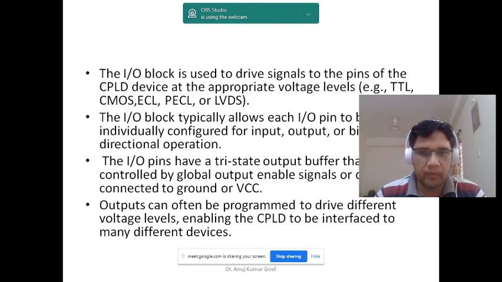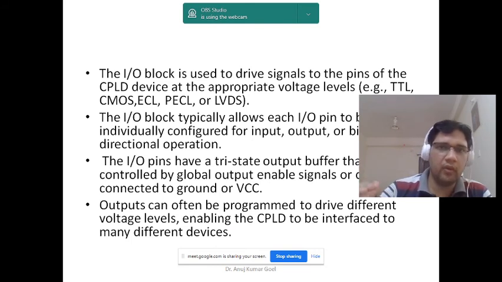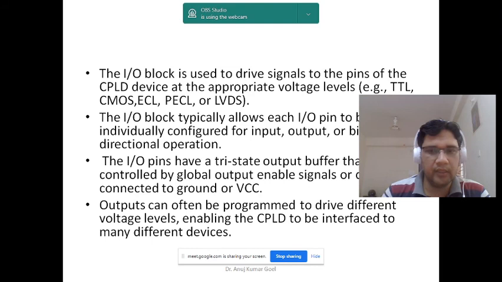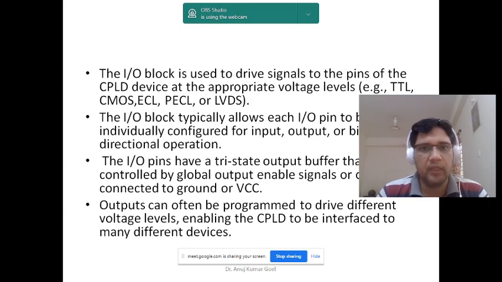Outputs can often be programmed to drive different voltage levels, enabling the CPLD to be interfaced to many different devices. That I told you, it is the duty of the input output blocks to make the voltage level shifting, because every device has different voltage levels. If the output is high, then for the second device interfaced with the CPLD, what is the voltage level for that particular device to make it high? That matching is done with the help of the input output block.